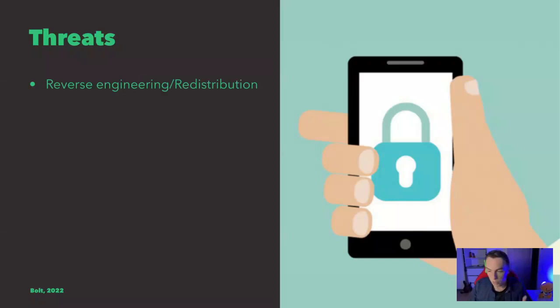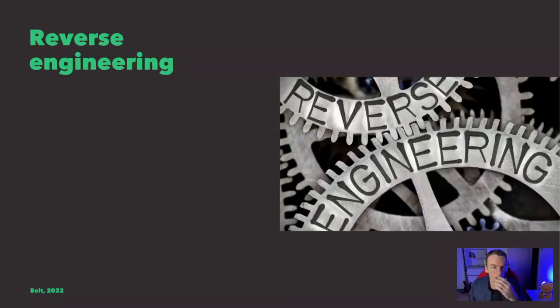So there are many threats that I will briefly cover right now. The first one is reverse engineering and redistribution. Another one is supply chain attacks, and I think I showed an example at the start of this talk. And intellectual property loss, and many more. So let's have a couple of examples. The first one is reverse engineering. So let's get back to this neobanking application.